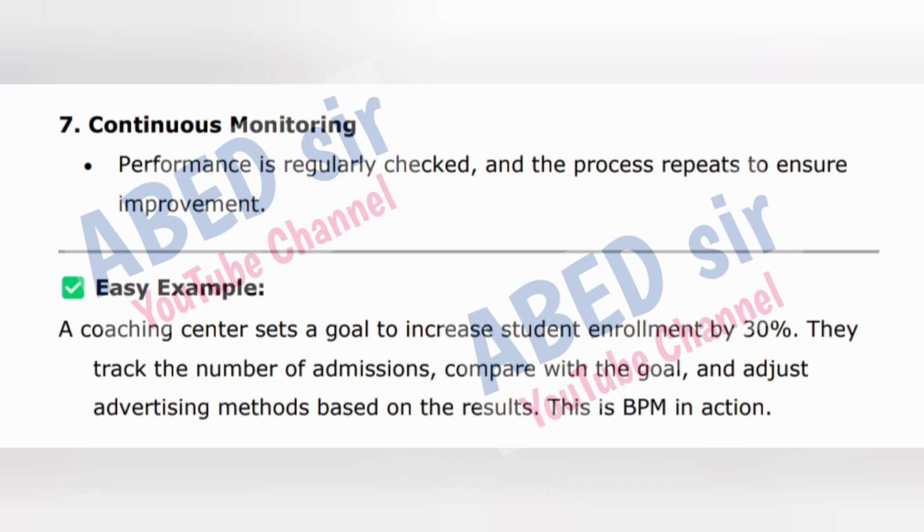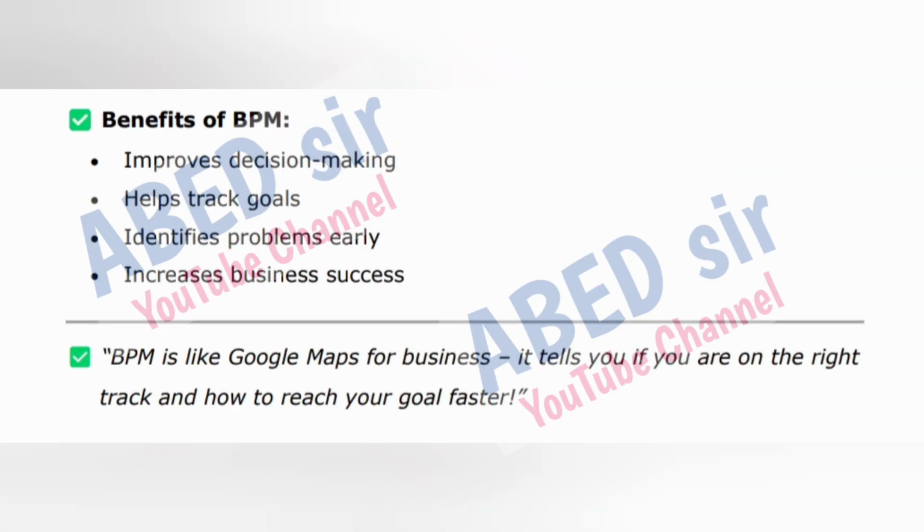Easy example: a coaching center sets a goal to increase student enrollment by 30%. They track the number of admissions, compare with the goal, and adjust advertising methods based on the results. This is BPM in action. Benefits of BPM: improves decision making, helps track goals, identifies problems early, increases business success. BPM is like Google Maps for business. It tells you if you are on the right track and how to reach your goal faster.